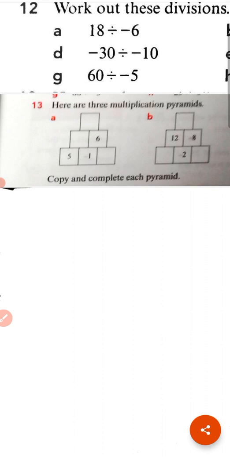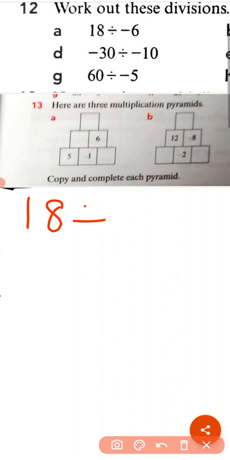Our first question is 18 divided by negative 6. 18 divided by 6 is 3. Positive divided by negative is negative. So our answer is negative 3.